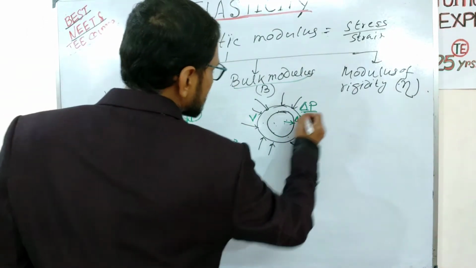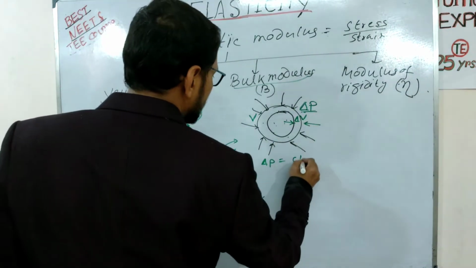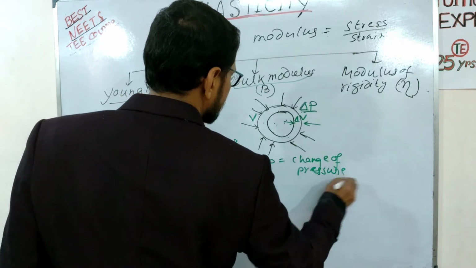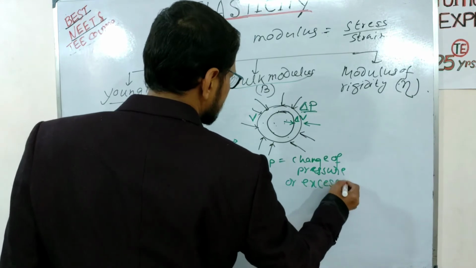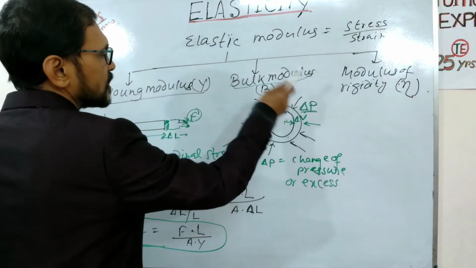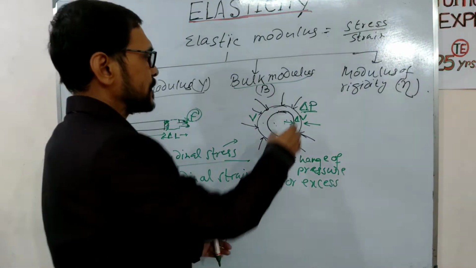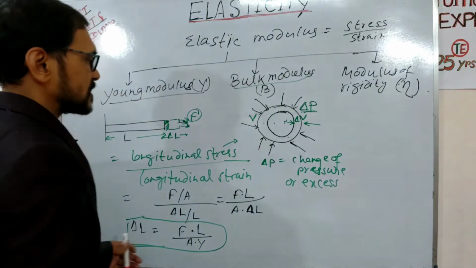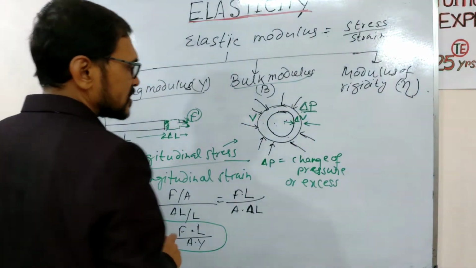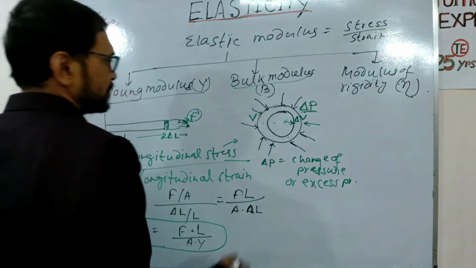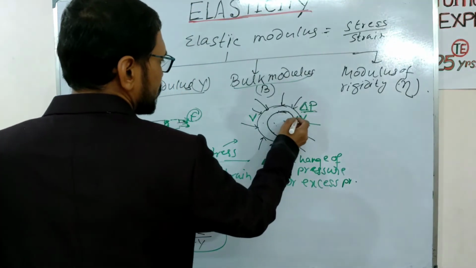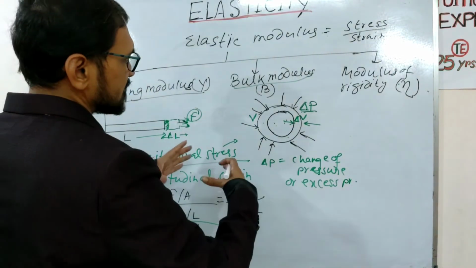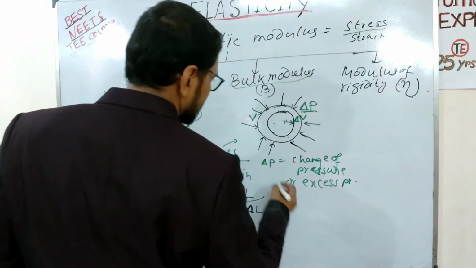So here we use excess pressure, del P, the change of pressure. Students get confused that this is a pressure. This is not absolute pressure. This is the pressure difference between inside and outside. This is called change of pressure or excess pressure. Due to excess pressure, the volume is changed, that is, decreased. V is the original volume.